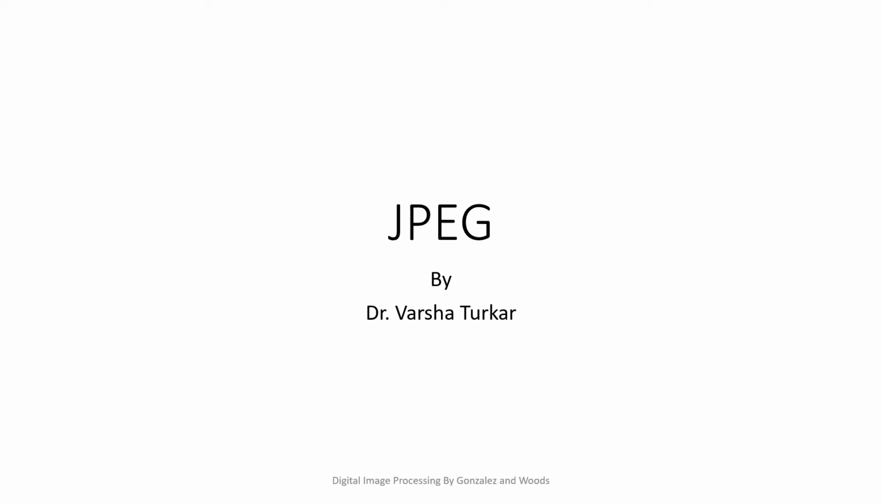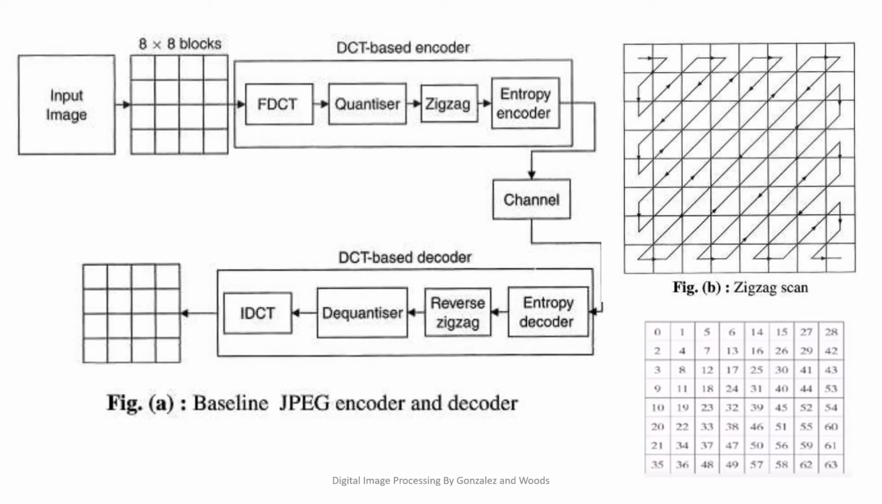In this lecture, we will learn the JPEG encoder and decoder. JPEG stands for Joint Photographic Expert Group. It is one type of image format. So this is the block diagram of the JPEG encoder and decoder.